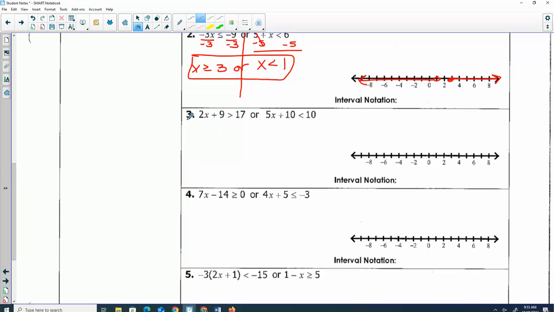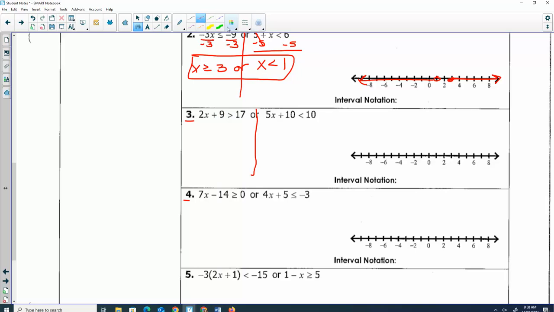I want you guys to try a couple. Try 3 and 4 for me. We have to solve each of these inequalities. So this is like what we were doing last week, or your quiz. You only had one of them. Now we're doing both in one problem.